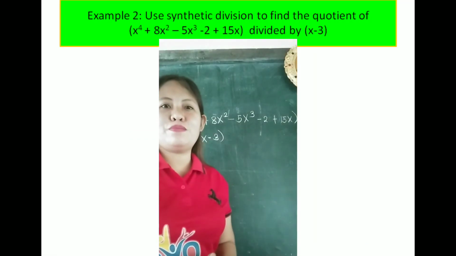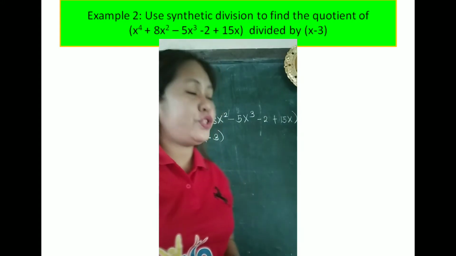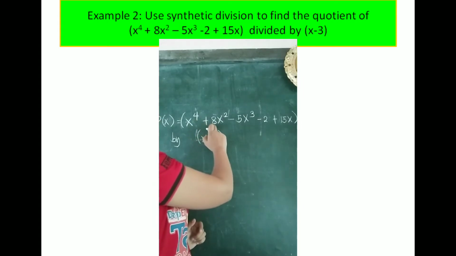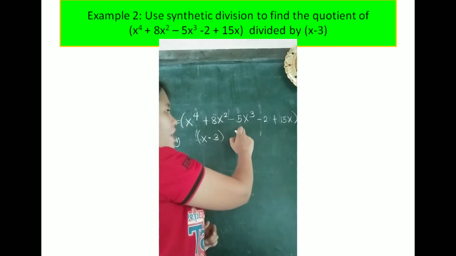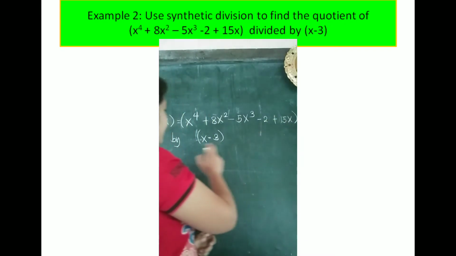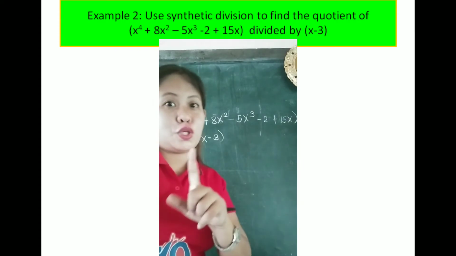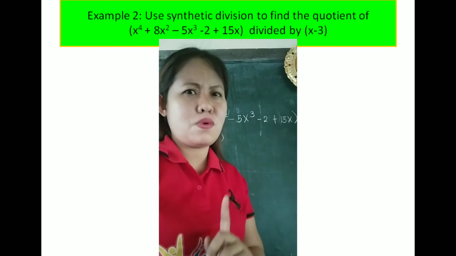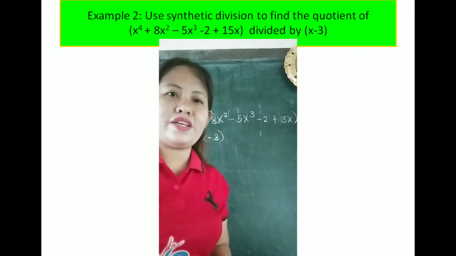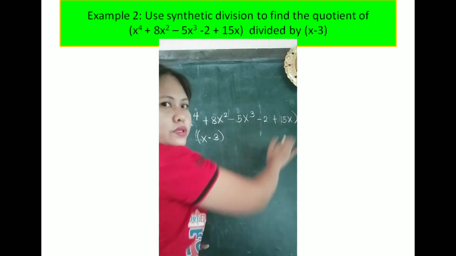Okay, example number 2. Use synthetic division to find the quotient of x raised to 4 plus 8x squared minus 5x cubed minus 2 plus 15x divided by x minus 3. So again, what is our first and foremost step? You're going to check if your dividend and your divisor are in descending powers.